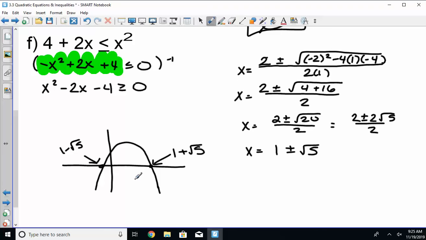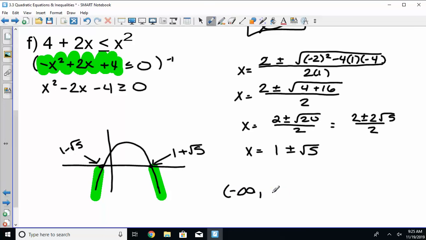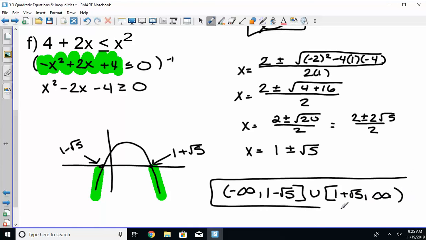Okay. So my interval notation then. I want this piece and this piece. So it would be negative infinity. It did have an equal to. So 1 minus radical 5 with a bracket, union, bracket 1 plus radical 5, comma, infinity. So they don't always have to be nice, pretty numbers. We prefer it, but it doesn't have to happen.